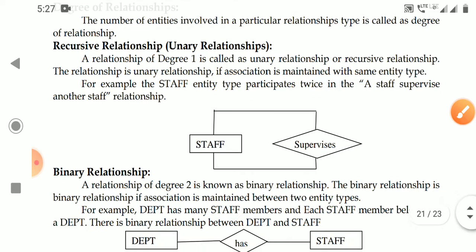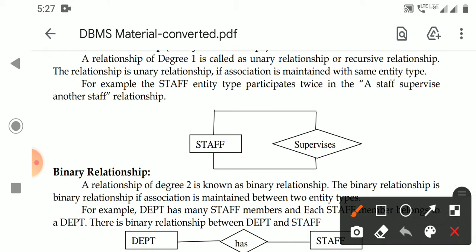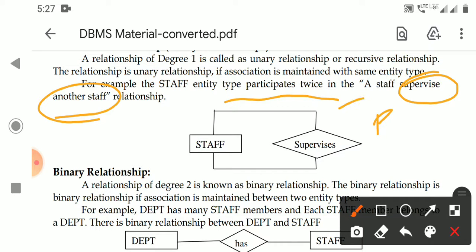For example, if you take our college, all the staff members including the principal are also staff members. So all the staff are supervised by another staff. The staff entity type participates twice in a relationship. A staff supervises another staff. For example, in an organization, a manager supervises the remaining staff members. The manager is also a staff member.